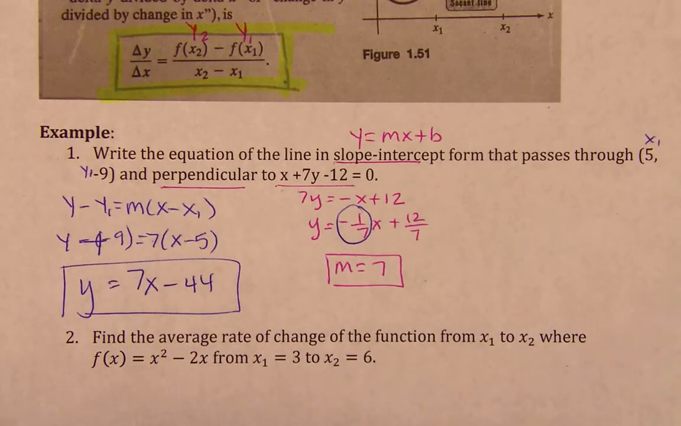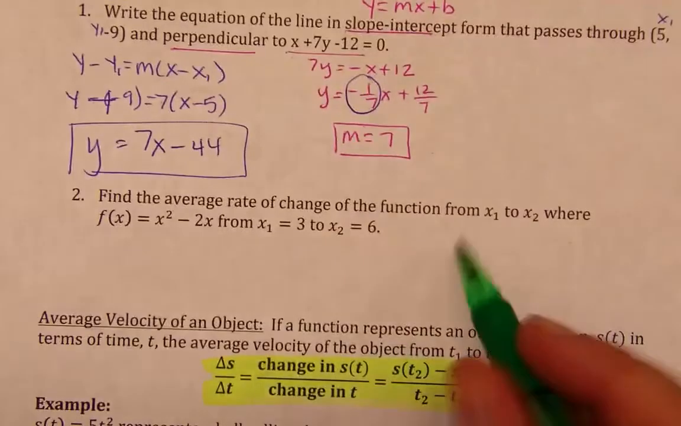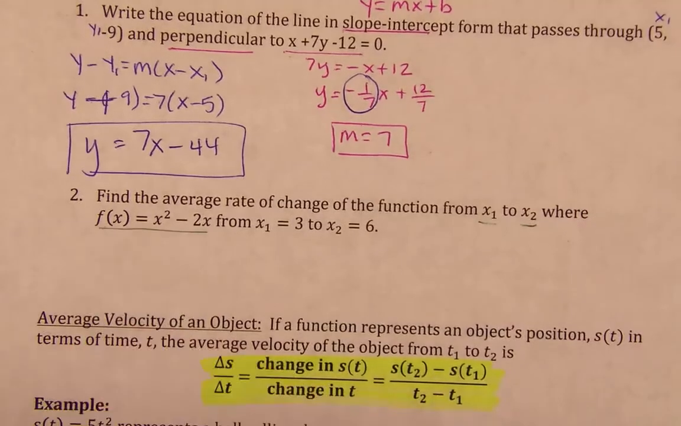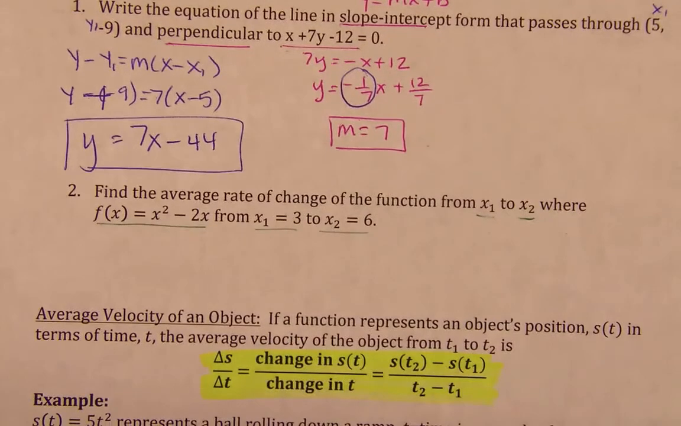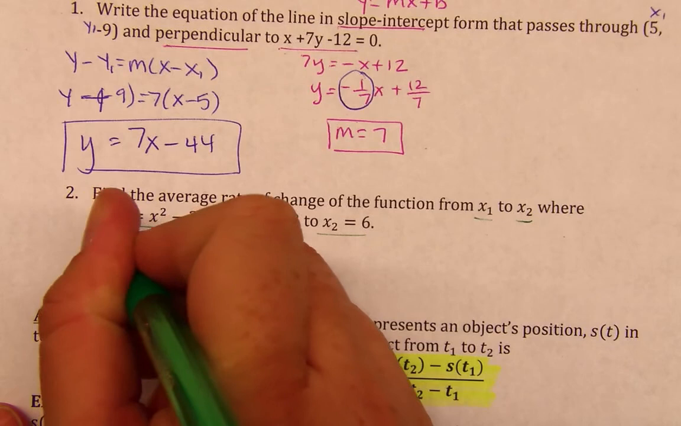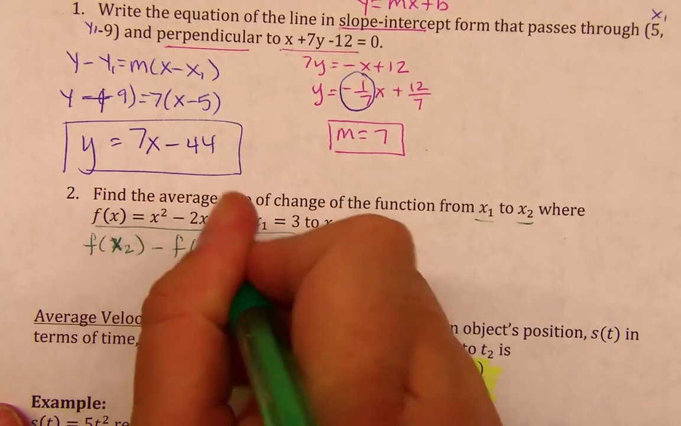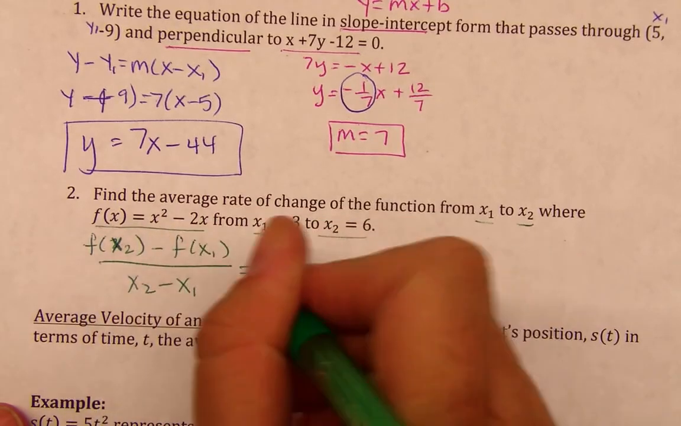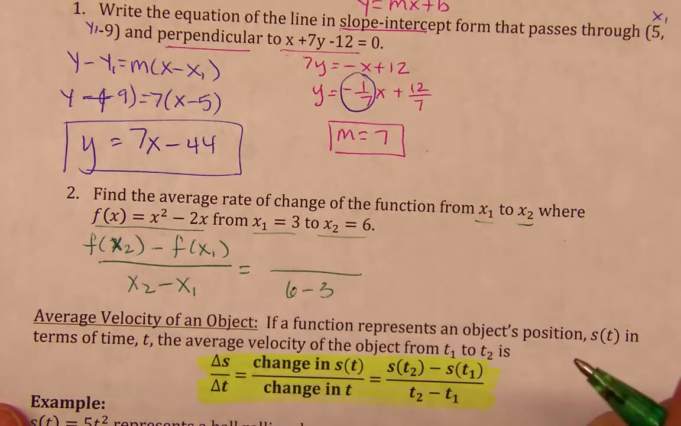Now looking at the next example, it says find the average rate of change from x1 to x2, where f of x is equal to this function here, x1 is 3, and x2 is 6. So we want the average rate of change, so f of x2 minus f of x1 over x2 minus x1. So that's going to be 6 minus 3 on the bottom.